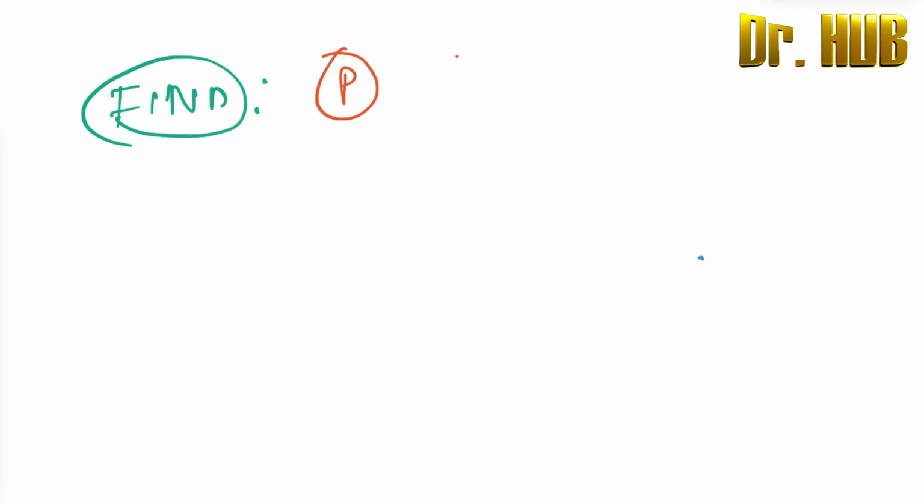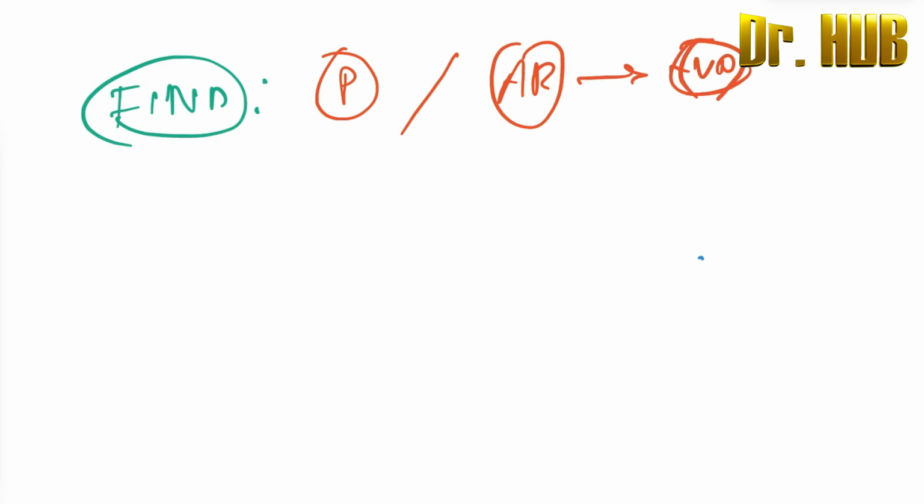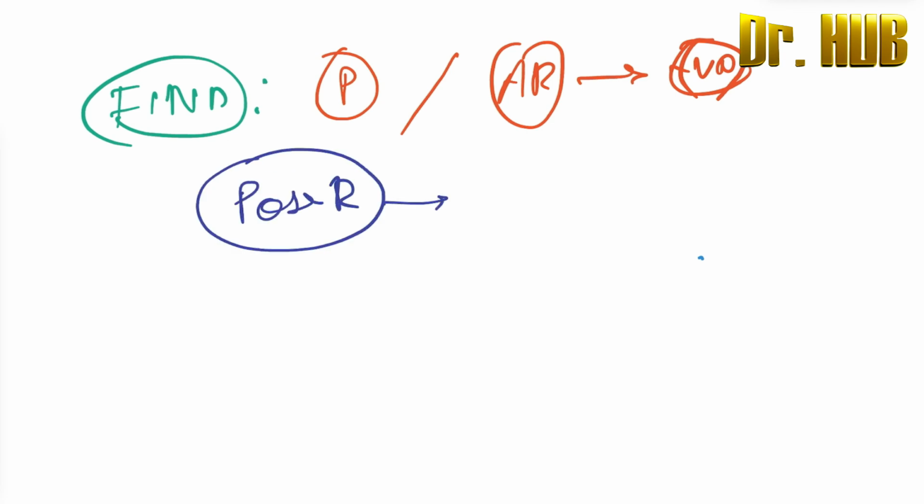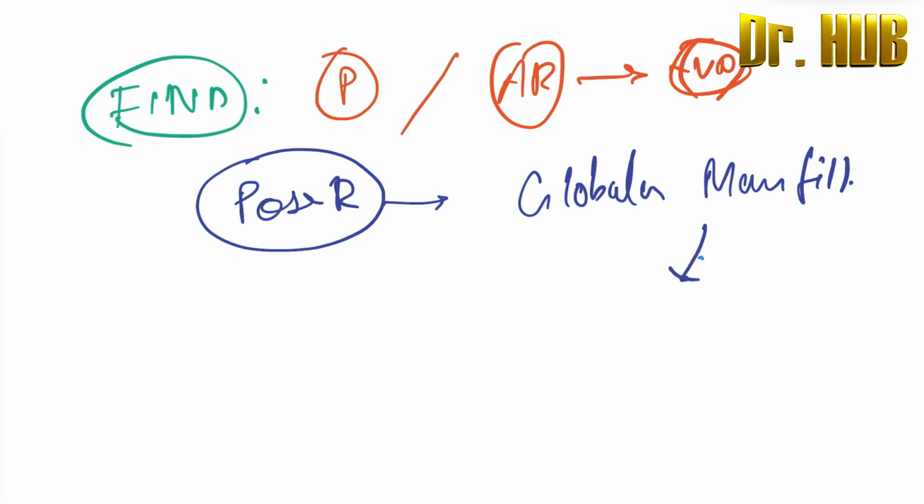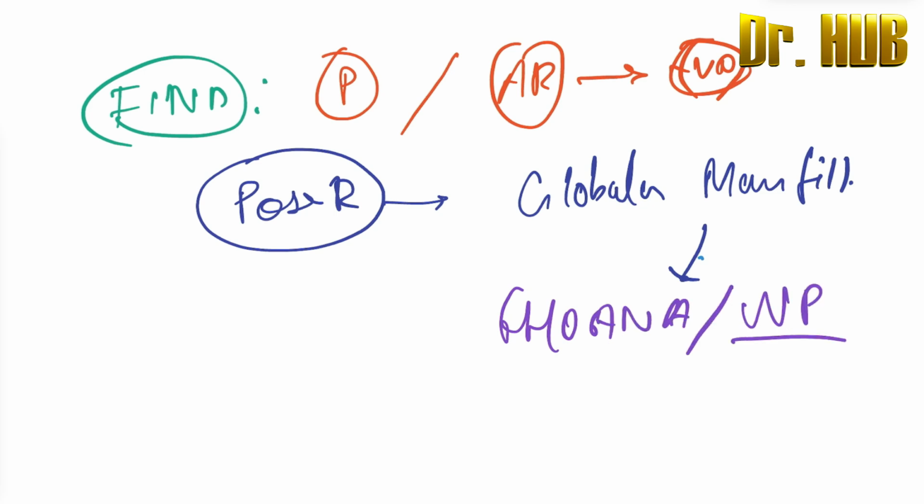Now, what are the findings we see? The finding is that it grows posteriorly. And it is usually missed on anterior rhinoscopy, where you won't find any positive findings. Next, on posterior rhinoscopy, there is a globular mass filling the choana and the nasopharynx.